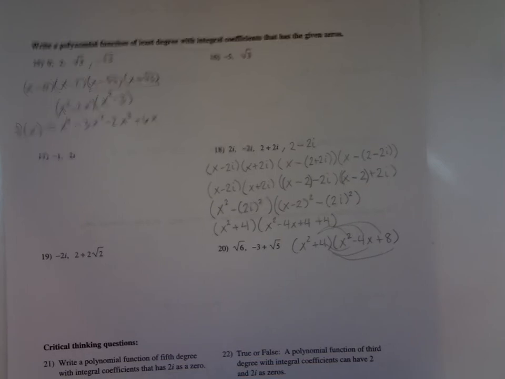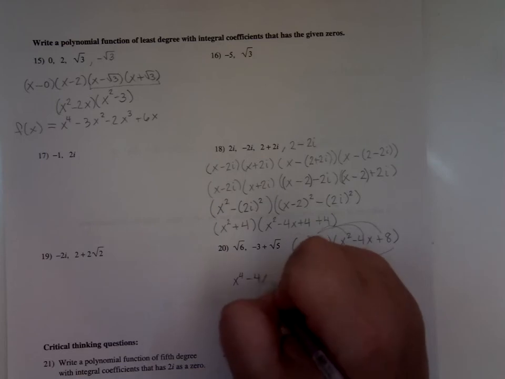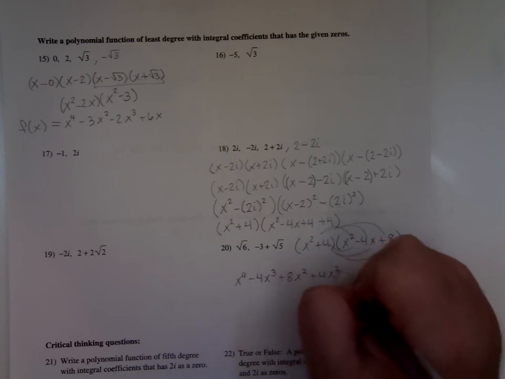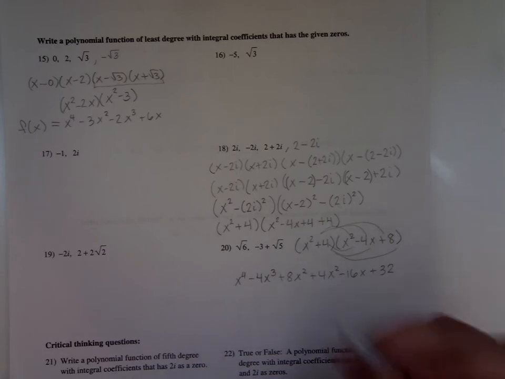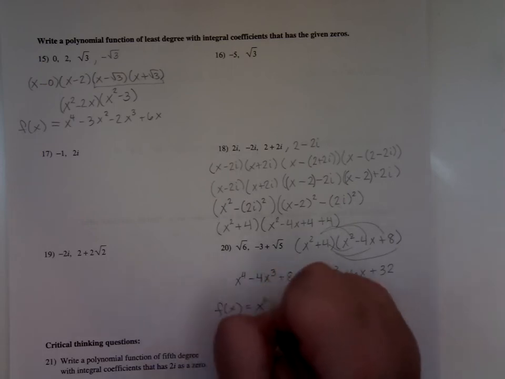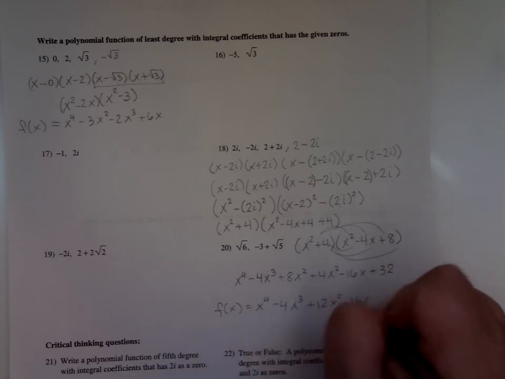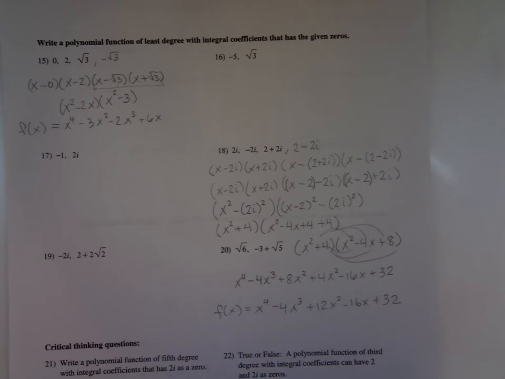Okay, so x to the 4th minus 4x to the 3rd plus 8x squared plus 4x squared minus 16x plus 32. And we can combine some like terms, so we end up with f of x equals x to the 4th minus 4x to the 3rd plus 12x squared minus 16x plus 32. And there we have it, a 4th degree polynomial with completely imaginary solutions. All right. So remember your conjugates. That's the moral of this story.